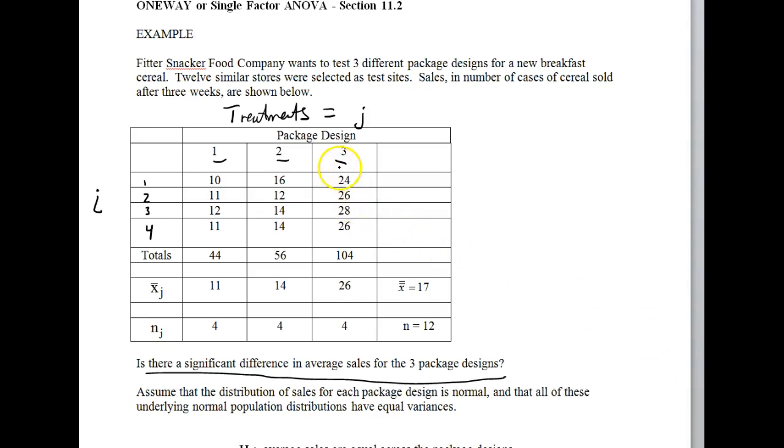If we're looking up here, a treatment mean we would go down to, and we have this X bar sub j. So this would be X bar sub 1, or j equal 1, X bar sub j equal 2, X bar sub j equal 3. And then X bar bar is just the mean of all 12 pieces of data.